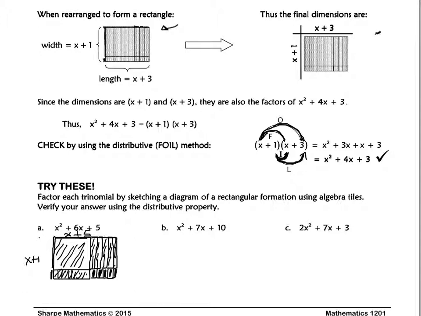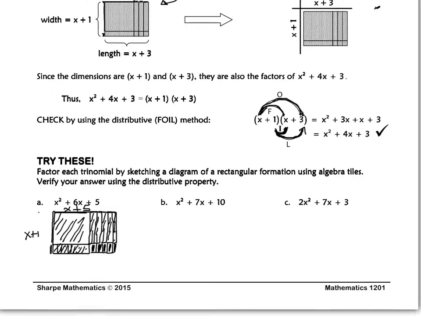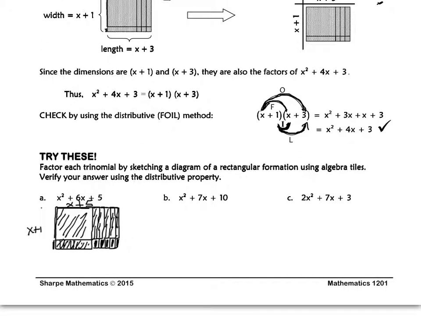So that would mean that x plus 1 times x plus 5 would represent the factors of x squared plus 6x plus 5. It would be x plus 5 by x plus 1. And it doesn't matter which order you put those in.